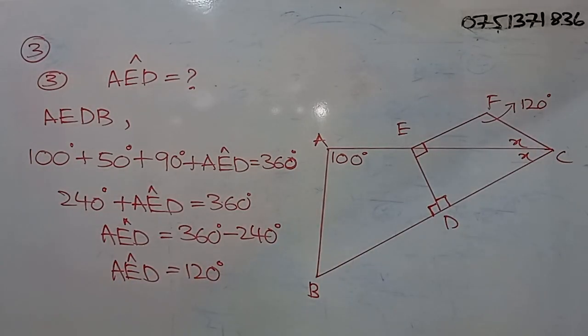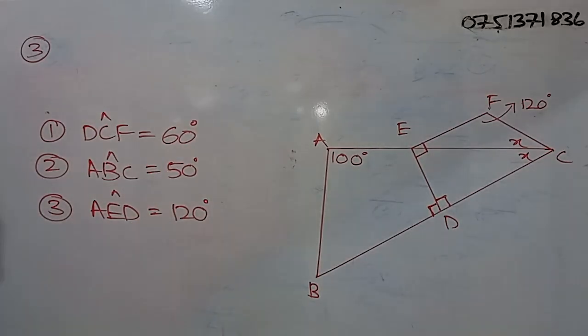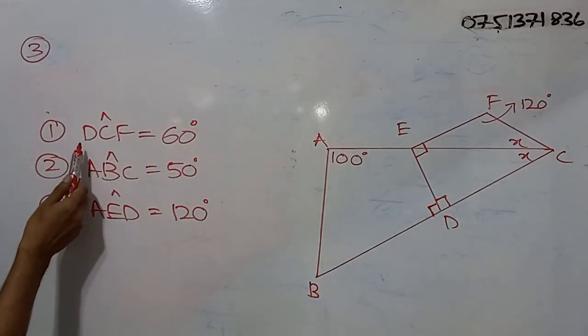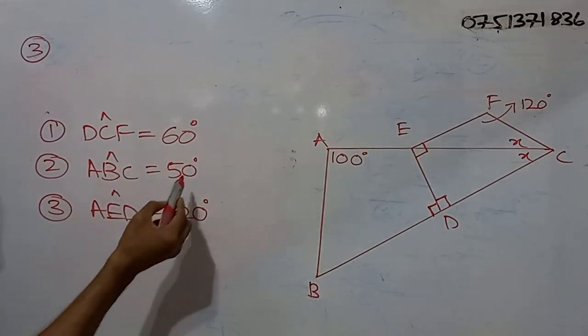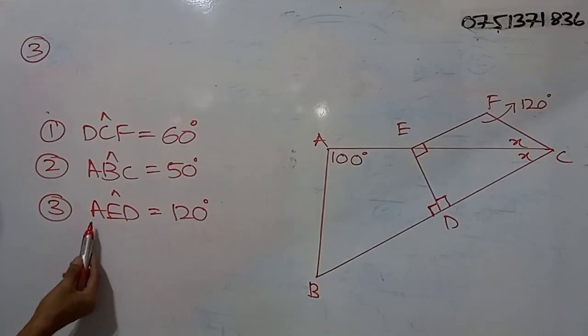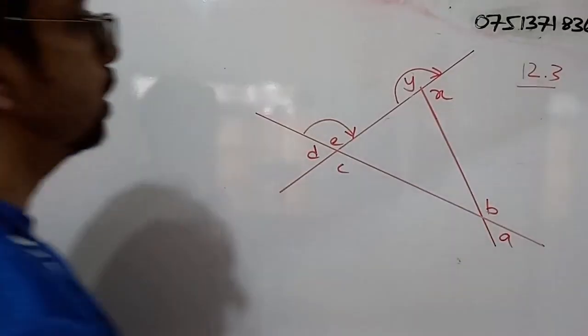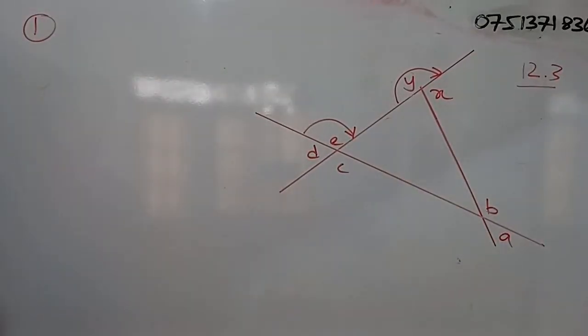120 degrees. Right. So going through the answers again, the magnitude of DCF angle is 60 degrees. Magnitude of ABC angle is 50 degrees. Magnitude of AED angle is 120 degrees. Right. Exercise 12.3. Question number 1. Okay. So here, simply what do we have to do?